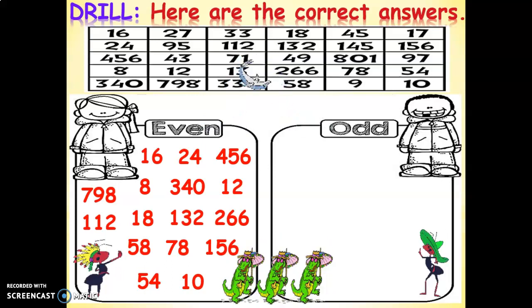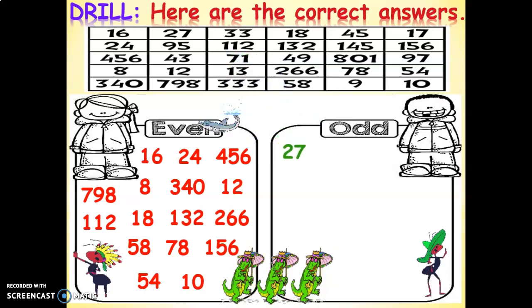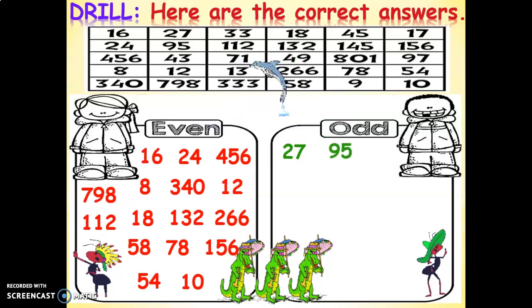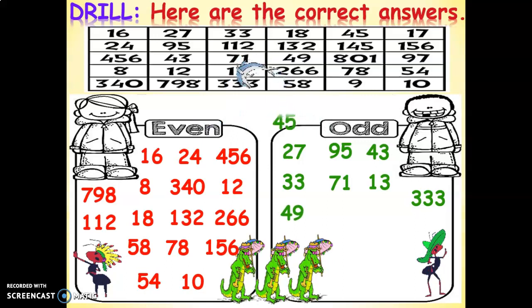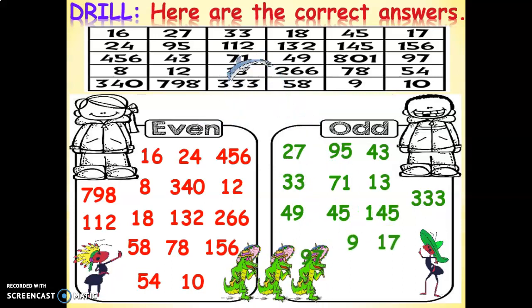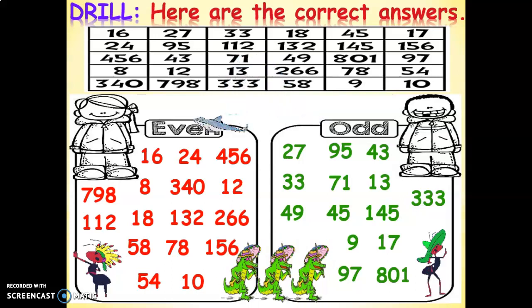Now let's go to the group of odd numbers. The odd numbers include 27, 95, 43, 33. We also have 71, 13, 333. Other answers are 49, 45, 145. We also have 9, 17, 97, and the last answer is 801. Remember that odd numbers end with 1, 3, 5, 7, or 9.